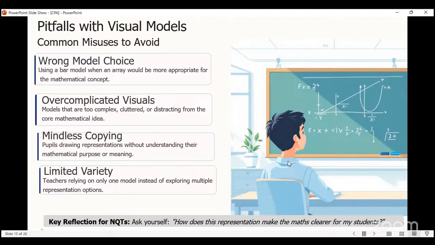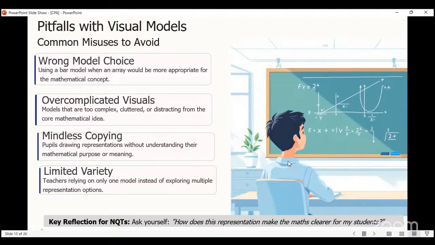Yes, there's a place for that, but in order to help the children get there, you want to do visual models. Why not make these models available? You can draw them yourself and present them to the children. Then why are the children drawing things without understanding what they are drawing, the purpose and the meaning? So mindless copying of models is a pitfall that we should avoid.